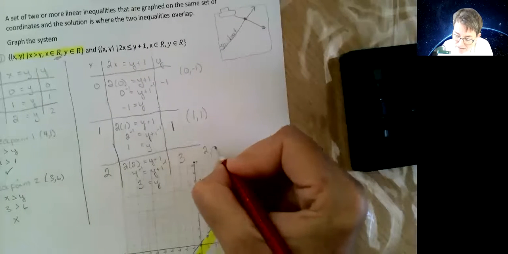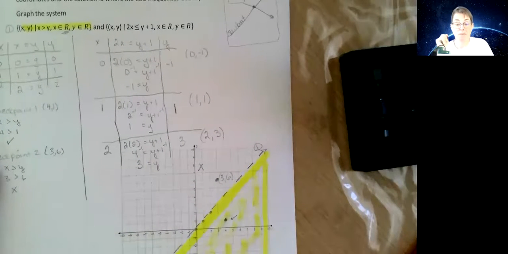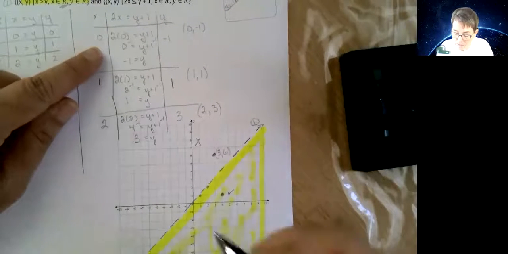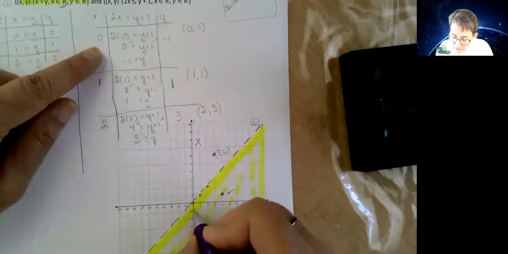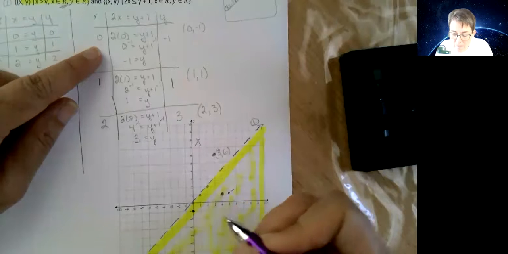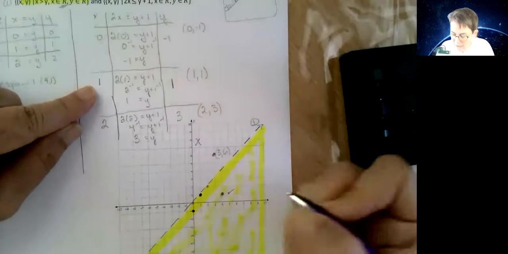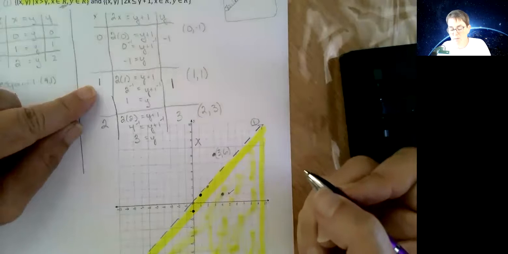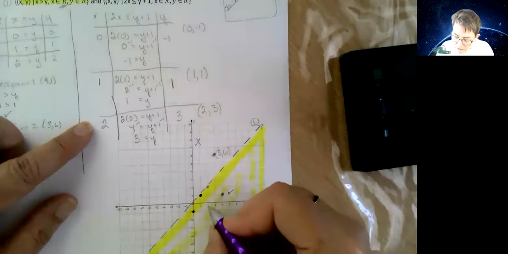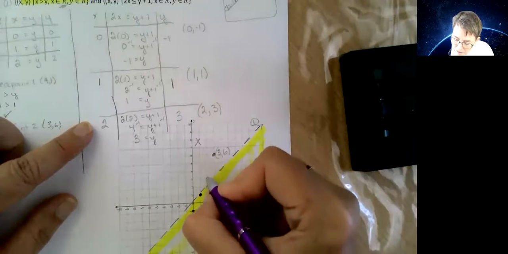All right, and our last one is 2 and 3. One thing you can do is, I'm going to be crazy here and I'm going to use a pen. I'm going to graph in a different color. So I got 0 and minus 1. And then I've got 1 and 1. And it's the same point as we used before. And we got 2 and 3.